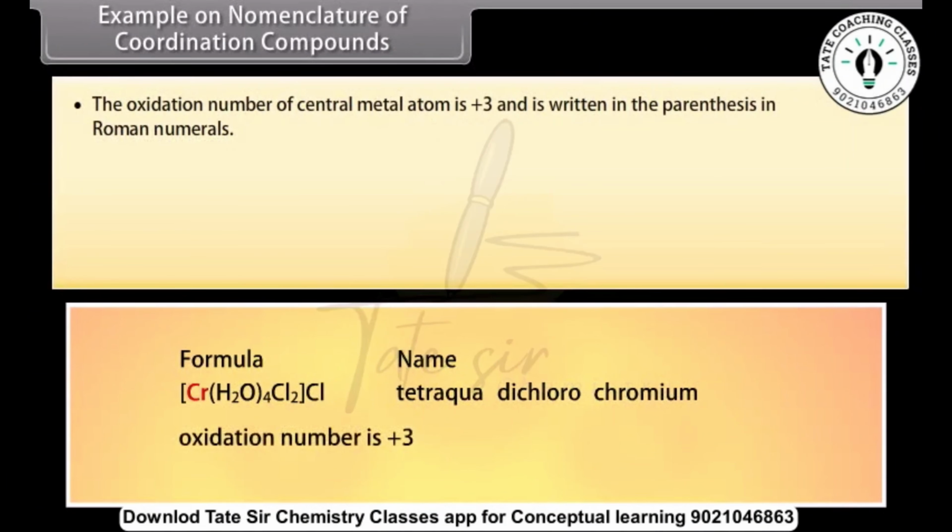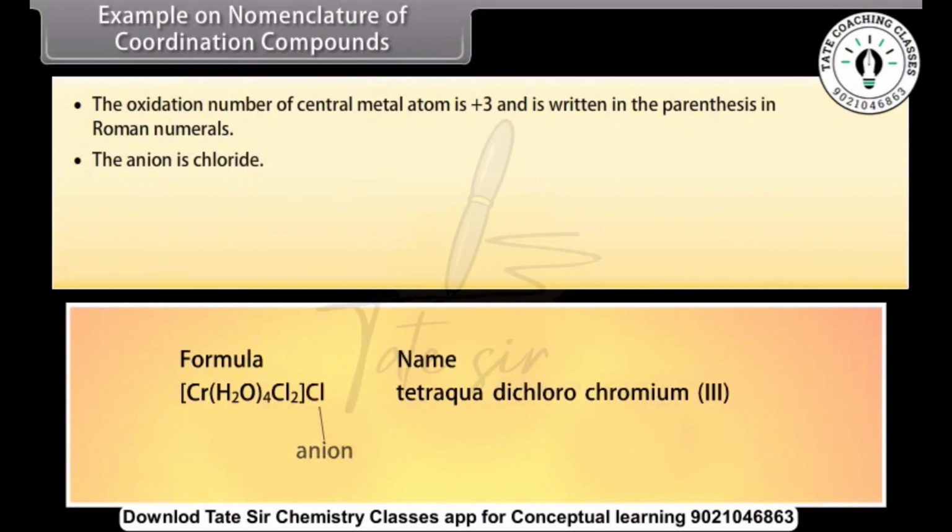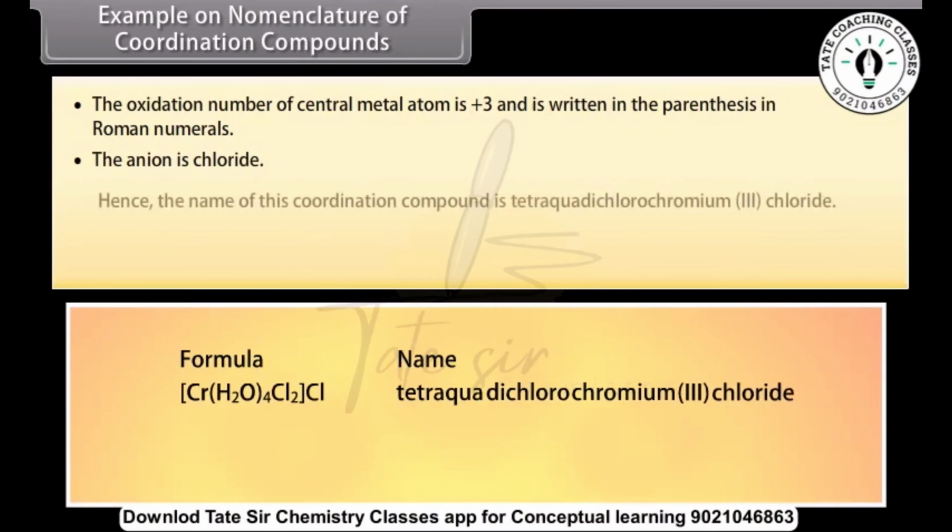The oxidation number of the central metal atom is +3 and is written in parentheses in Roman numerals. The anion is chloride. Hence, the name of this coordination compound is tetraaquadichlorochromium(III) chloride.